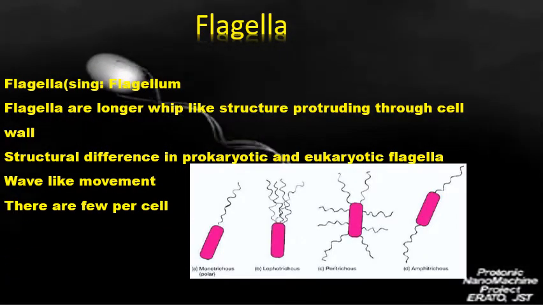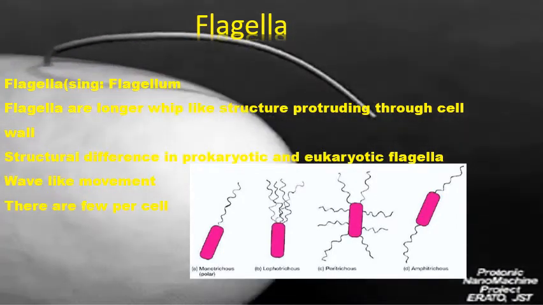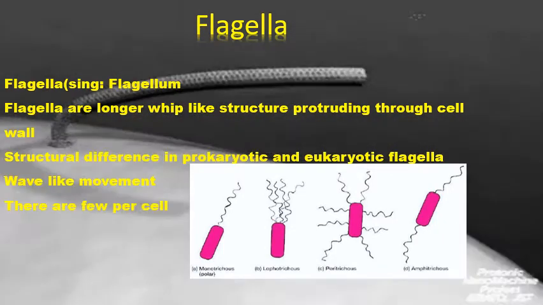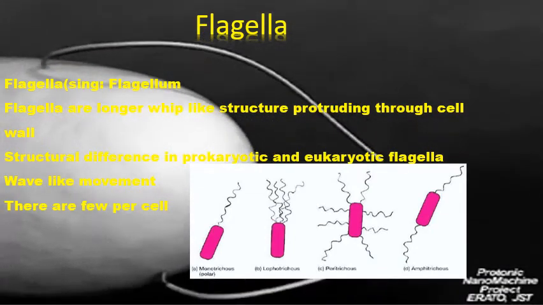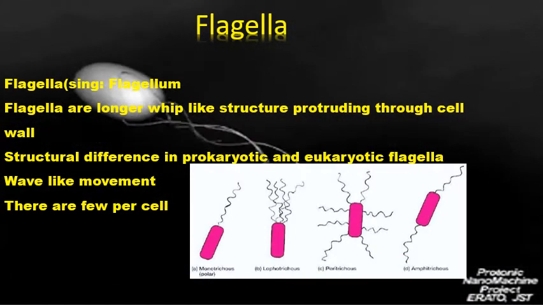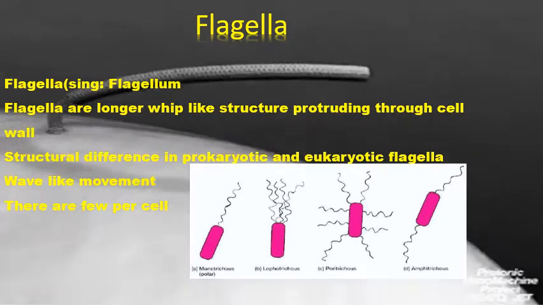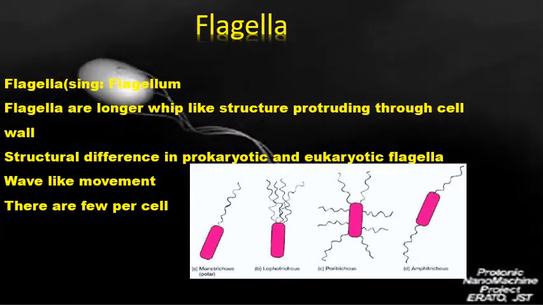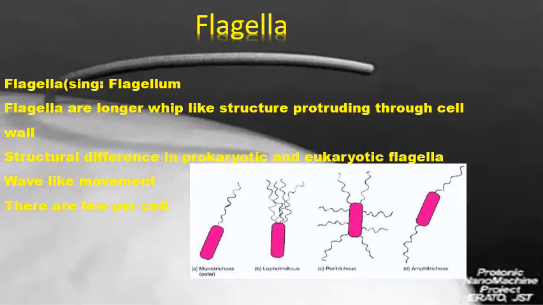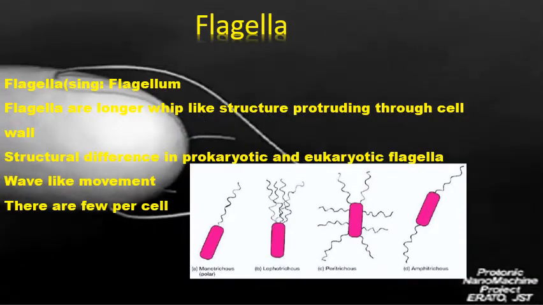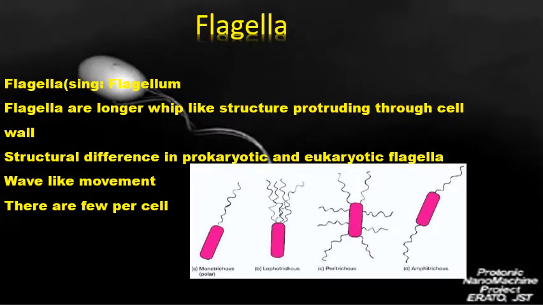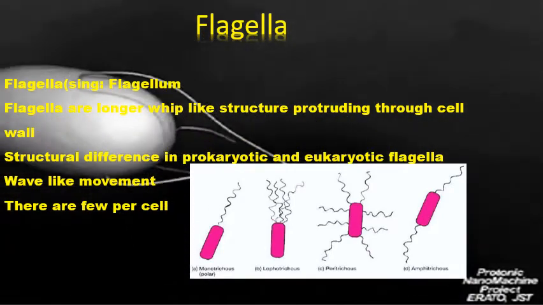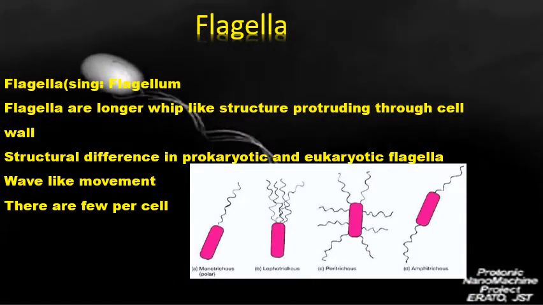They are present very few per cell. If there are more flagella on one cell, it is called lophotrichous. You can see the flagella, a larger number of flagella, are present here. So this is monotrichous, where only a single flagellum is present, and this is lophotrichous. This is peritrichous, where you can see the flagella appearing around the cell wall in different positions. And here you can see amphitrichous, meaning there is one flagellum on both sides of the cell.